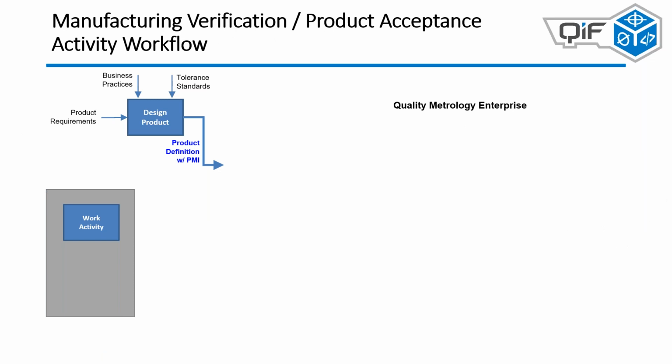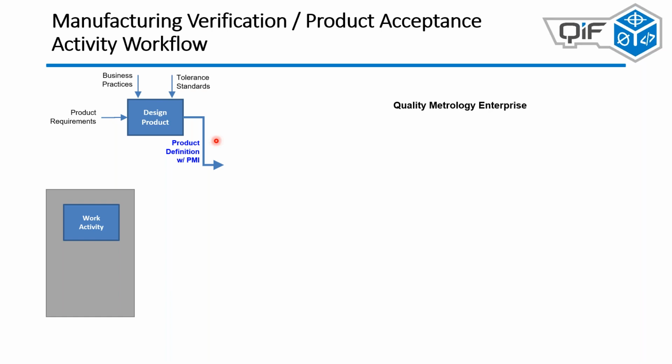So I'd like to walk through an example of measuring for manufacturing verification and/or product acceptance, using inspection to accept product. We all will start off with some type of product design. And out of that is some product definition with PMI. PMI stands for all the tolerance information, notes, and information necessary for design and manufacturing. So PMI stands for product and manufacturing information.